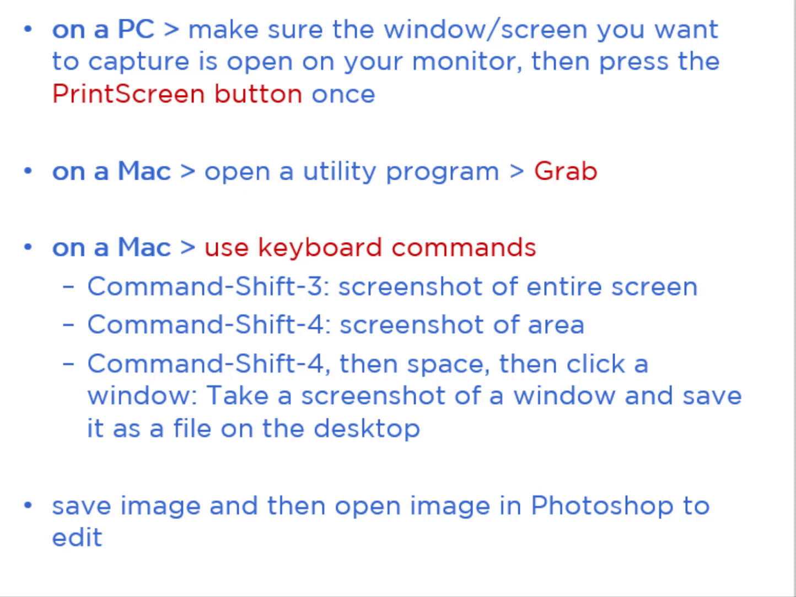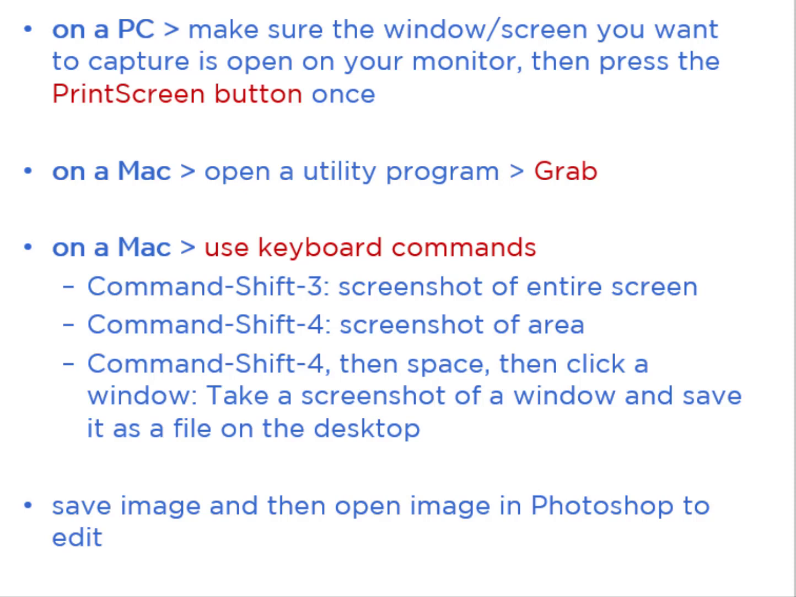To do so on a PC, open the window you want or set up the screen as you want to capture it, and press the print screen button on your keyboard once. Toggle into Photoshop, create a new image, and paste in the capture. And Photoshop will automatically size the new image to the size of the capture that's hanging in your cache.